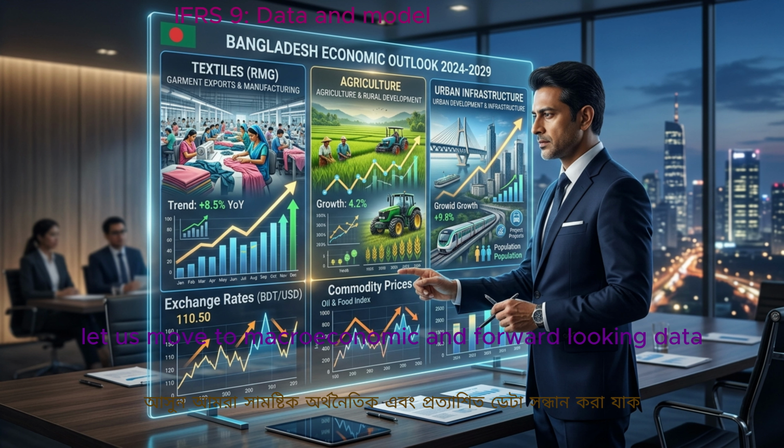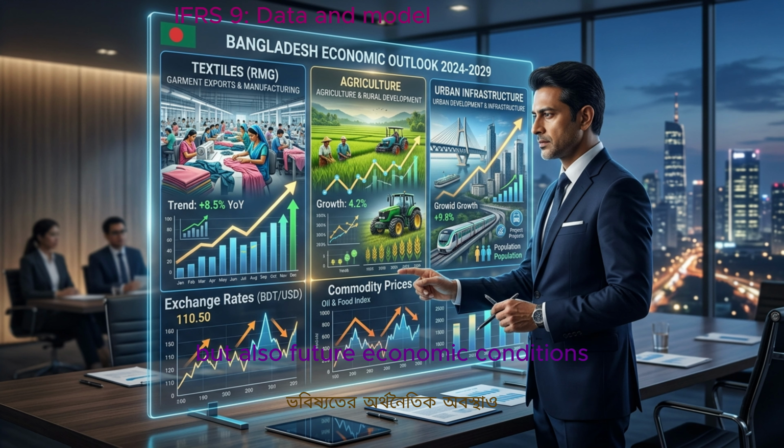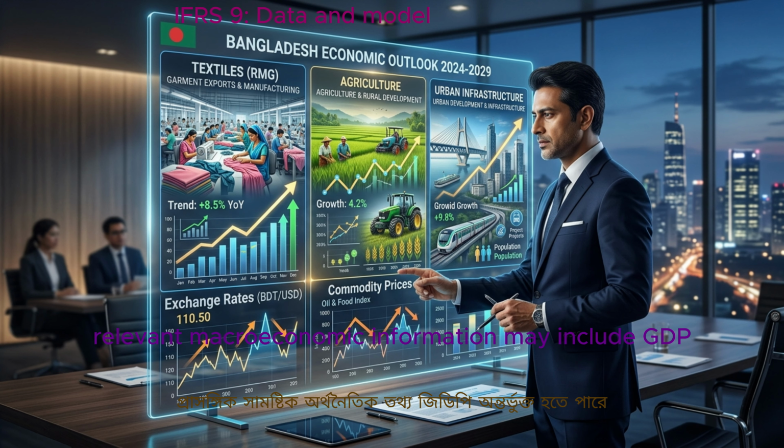Now let us move to macroeconomic and forward-looking data. IFRS 9 requires banks to consider not only past experience, but also future economic conditions. Relevant macroeconomic information may include GDP growth, inflation, interest rate, exchange rate, unemployment, export growth, import trends, remittance flow, commodity prices, and industry performance. For Bangladesh, banks should also consider sector-specific risks.